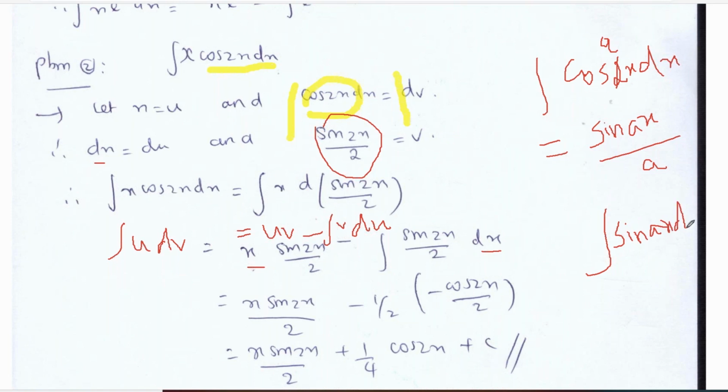What is integral sin ax dx? This is the general formula. Integral sin ax dx is minus cos ax by the constant term a. Integration of sin is minus cos. So here minus cos 2x by 2. You simplify this second term, then you will get 1 by 4 cos 2x plus c. You all understand this problem?